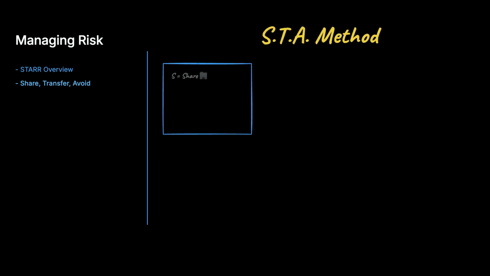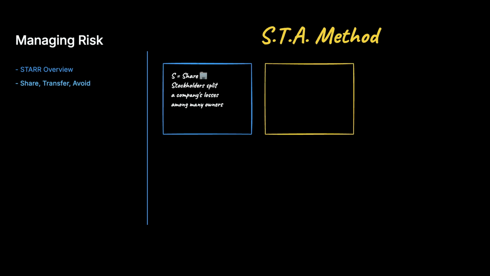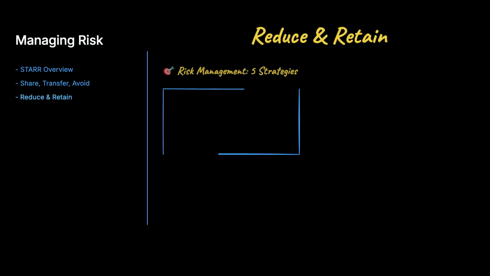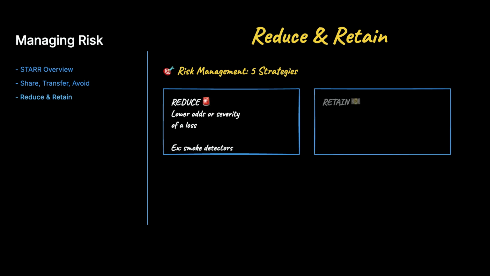The first letter, S, stands for share. Like stockholders splitting a company's losses among many owners. The T is transfer, the big one, because buying insurance is transfer, handing your risk to someone else for a price. The first A is avoid, simply not doing the risky thing at all, like choosing never to scuba dive. The R stands for reduce, lowering the odds or severity of a loss, and smoke detectors are the classic example.